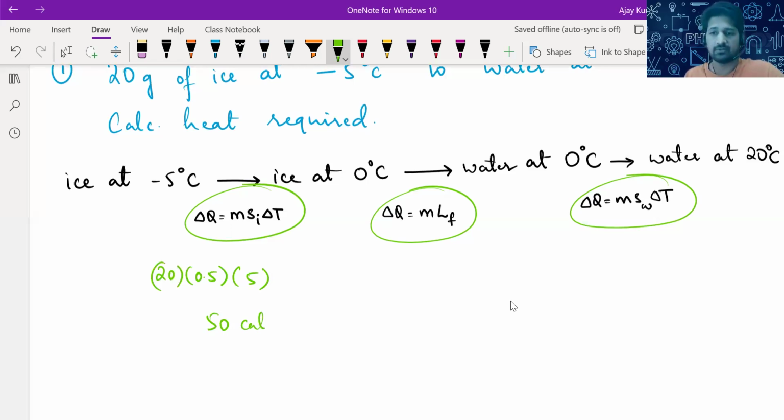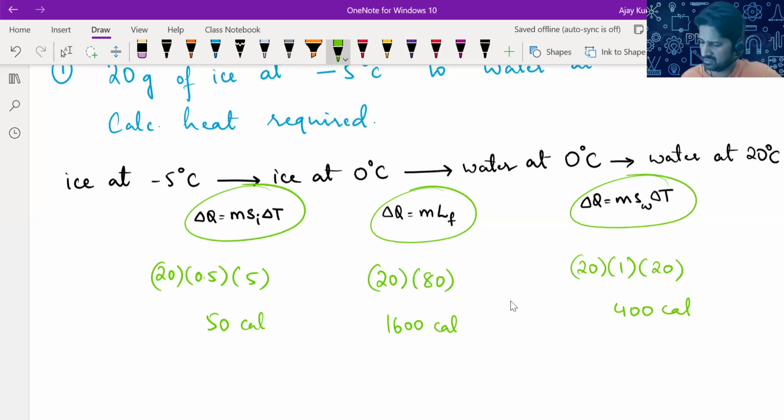Next, when ice converts to water, 20 grams of ice, latent heat for ice-water conversion is 80 calorie per gram. 20 into 80, 1600 calories. In the last step, the same 20 grams, now it's in water state. Specific heat of water is 1 calorie per gram per Celsius degree, and the change in temperature we want is 20 degrees. 20 into 20, 400 calories. The sum of all of them, the answer is 2050 calories. Good.